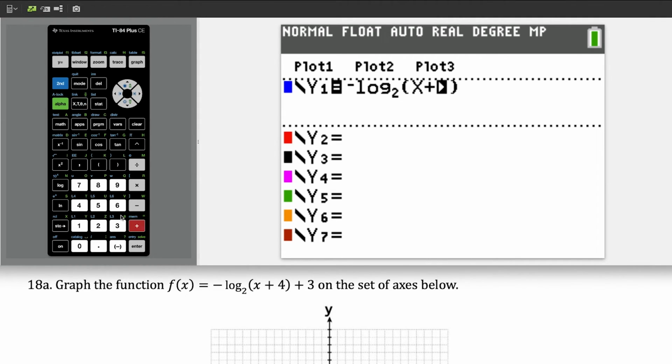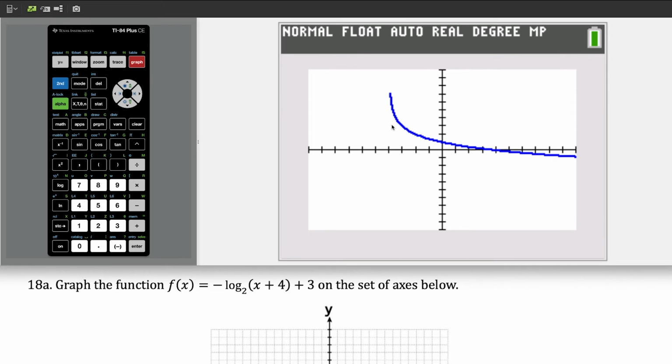And now I'm going to type x plus 4, hit the right arrow to get out, and then tack on plus 3. And I press graph, and notice that we could see a piece of the graph. This part of the graph over here is actually heading towards a vertical asymptote. All right, the calculator is not perfect. It's not able to show the dotted line here that this graph is approaching, but that's the concept of a log function, okay, that it has a vertical asymptote.